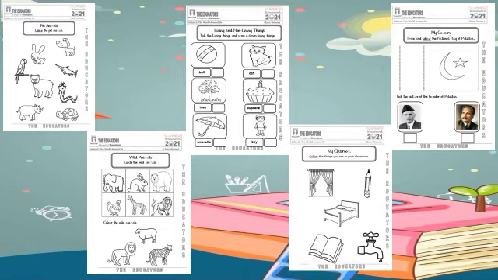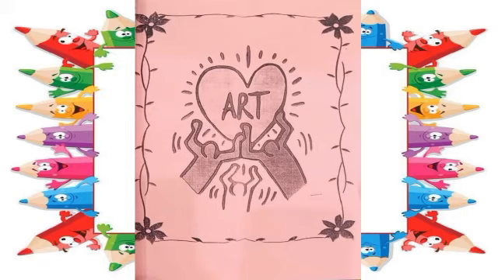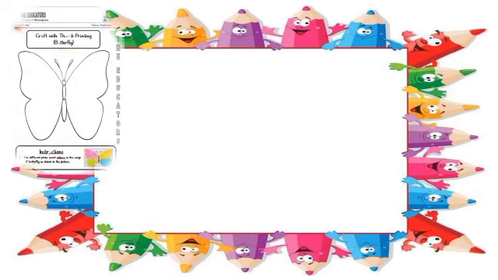On page number 10, trace and color the national flag of Pakistan and tick the picture of the founder of Pakistan. And here is the title page of art. So on the first page of art, here is craft with thumb printing. And the instructions are given below.